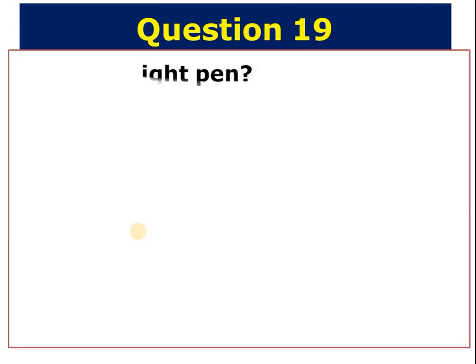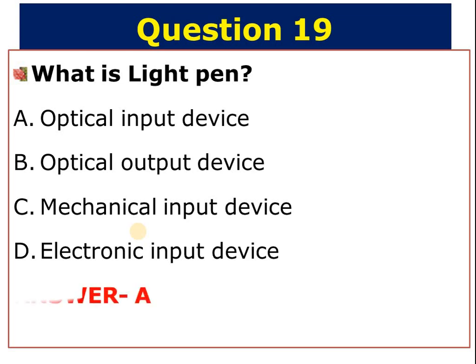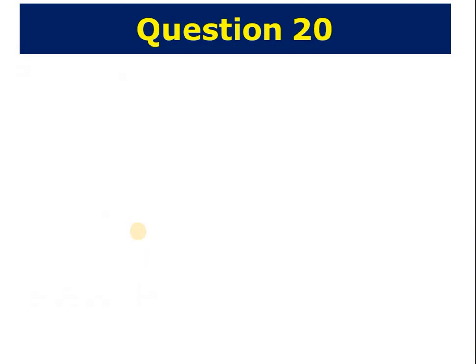Question number 19. What is a light pen? A. Optical input device, B. Optical output device, C. Mechanical input device, D. Electronic input device. Choice A is the answer. Optical input device is the answer.